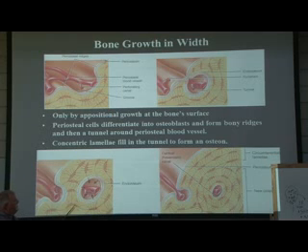So we trap this blood vessel. Now we're going to be able to convert this to concentric lamellae around this trapped blood vessel. So the trapped blood vessel now becomes a central canal or a Haversian canal.